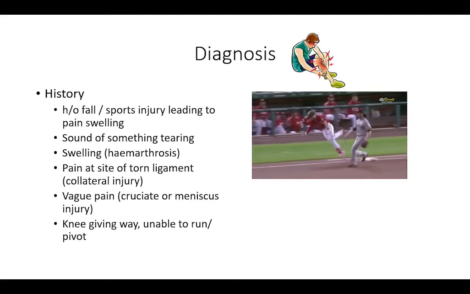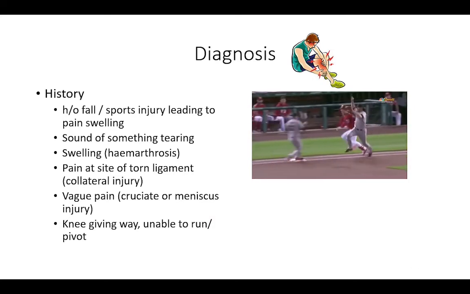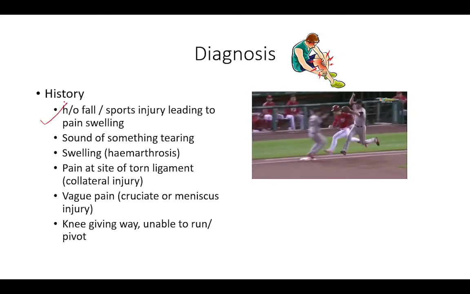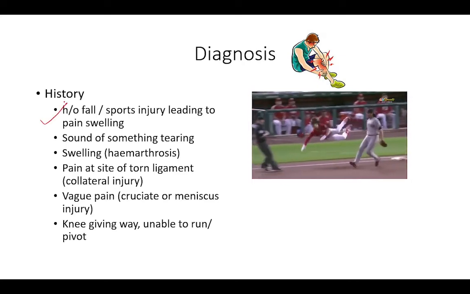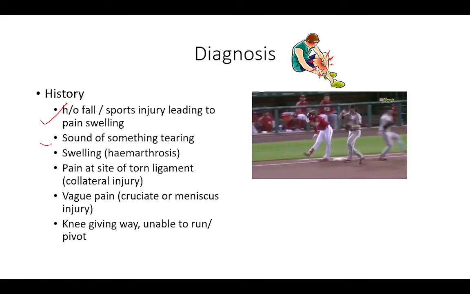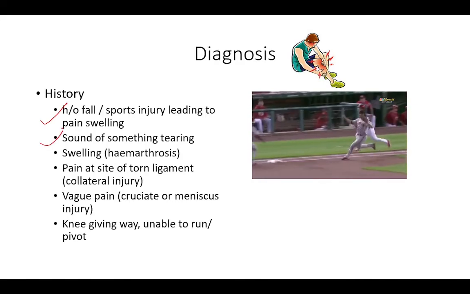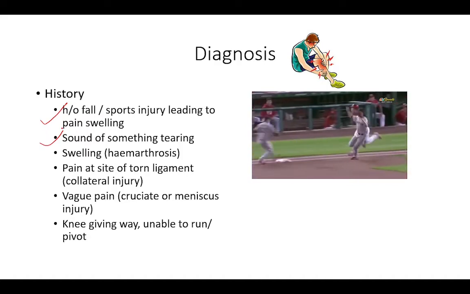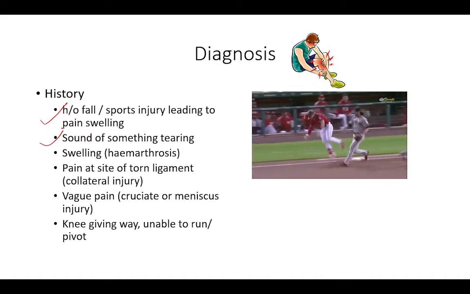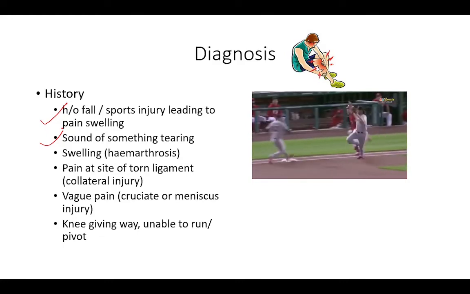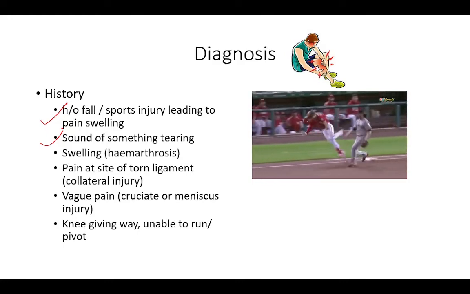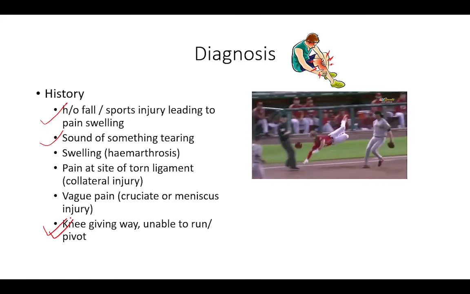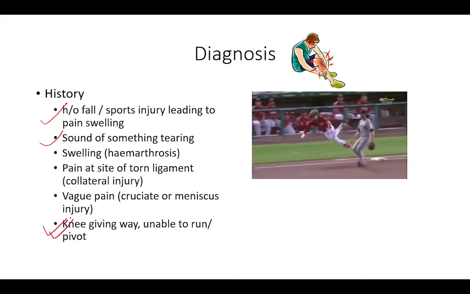Now, the diagnosis of ligamentous injury can be very typical. There can be a history of fall while playing, followed by pain and swelling. The patient may report a sound of something tearing, followed by swelling, which is hemarthrosis, and pain at the torn ligament. There may be vague pain in case of cruciate injury or meniscus injuries, and the patient will also give a sense of the knee giving way. The patient will also not be able to pivot or run.